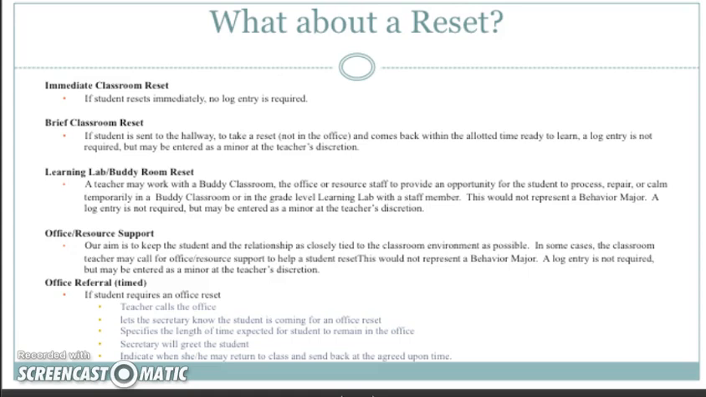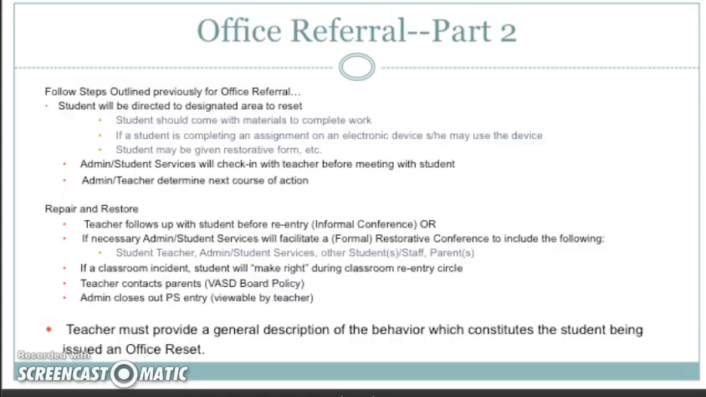A teacher may require that a student take a timed break in the office. In this case, administrative intervention may not occur to emphasize low office energy. Once a student has readied themselves to return to the classroom and the allotted time has passed, the student may return to the classroom per the teacher's instruction. Timed office referrals do not constitute a behavior major and PowerSchool log entry.